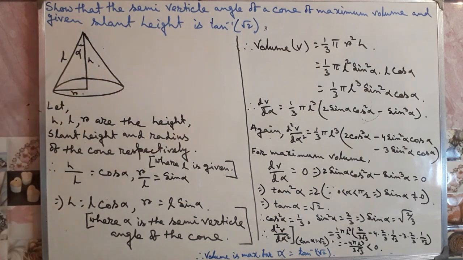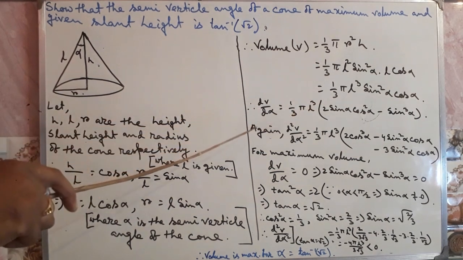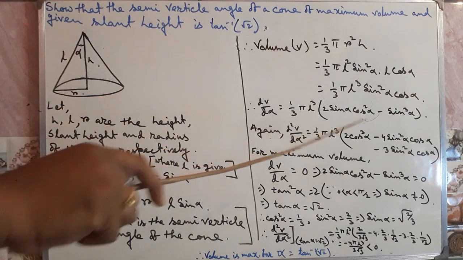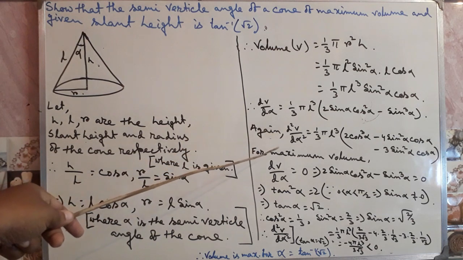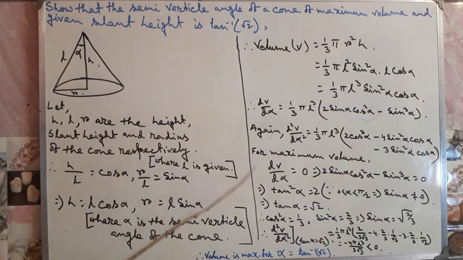Then what is the volume of a cone? 1/3 πr²h. Putting the value of h and r there, we will get that expression. Now differentiating the volume V with respect to alpha, we will get this. Again differentiating with respect to alpha, we will get the second order derivative of V. Now for the maximum volume, to get the critical point, dV/dα is equal to 0. From that we will get tan²α = 2, that is tan α = √2.